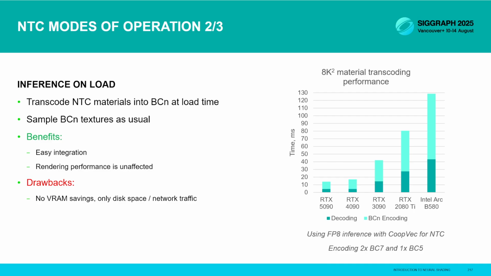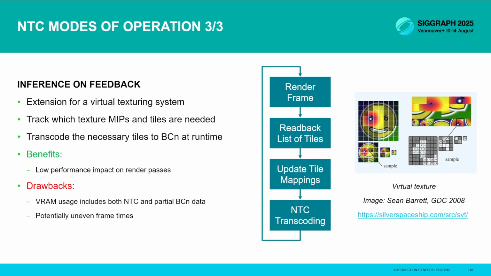The benefits of inference+load are that it's easy to integrate. There are no shader changes needed, only decoding and encoding at material load time. And it doesn't affect rendering performance because at render time, the GPU uses regular BC textures. The drawbacks are that we forfeit the video memory savings and only get the savings in on disk storage and download traffic, although that can be quite significant.